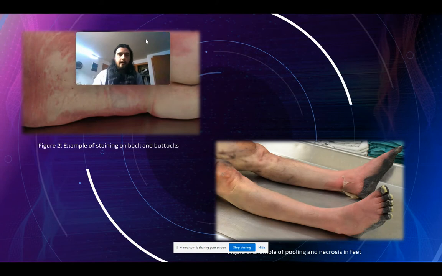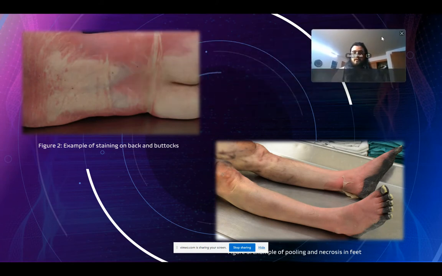I also provided some more examples that we can look at. Here on this side, we can see some blood pooling on the sides of his back, the lower half of his back, and then the upper half as well. And on this individual here, it's a little bit more extreme. Some blood pooling in the feet, and unfortunately we can see some necrosis as well in his toes and the bottom of his feet.